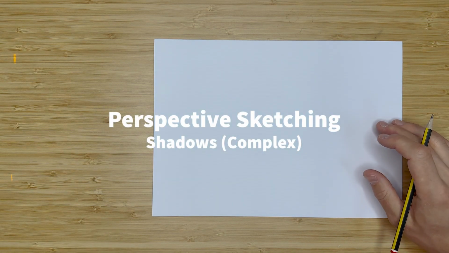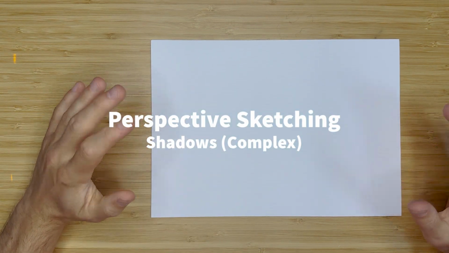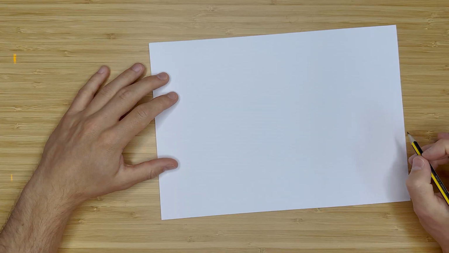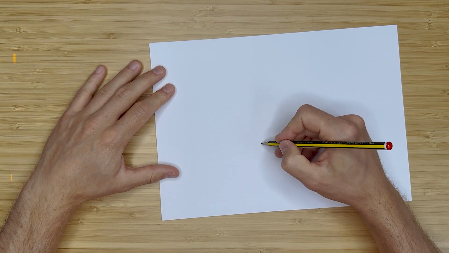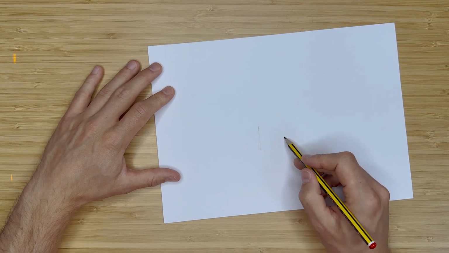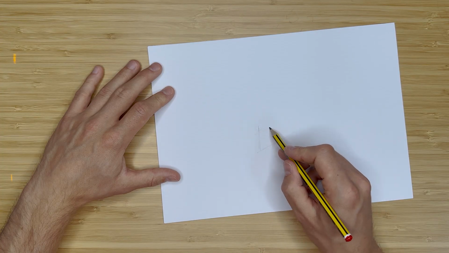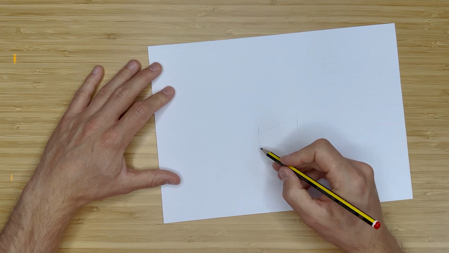Okay, so final video on shadows. Hopefully you're starting to get it by now. Let's go for a slightly more complex shape. So let's imagine that we have got a cylinder on a kind of flat box, I suppose.